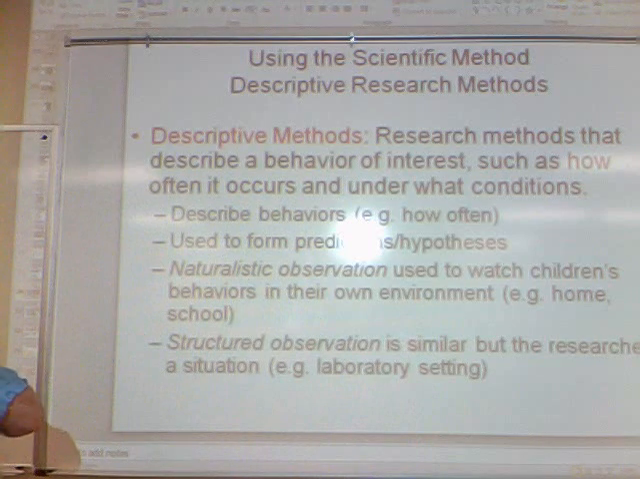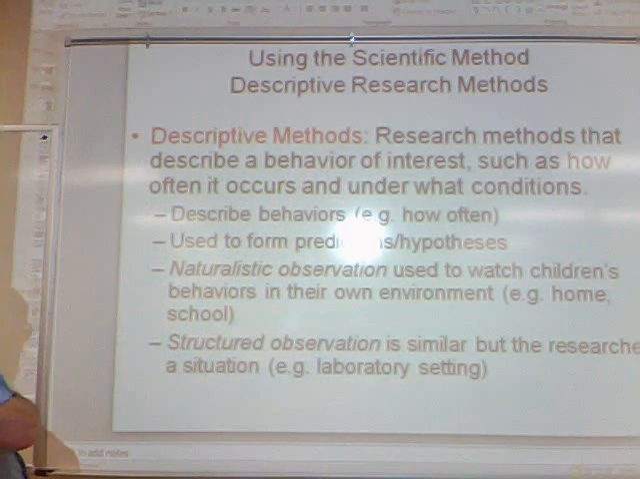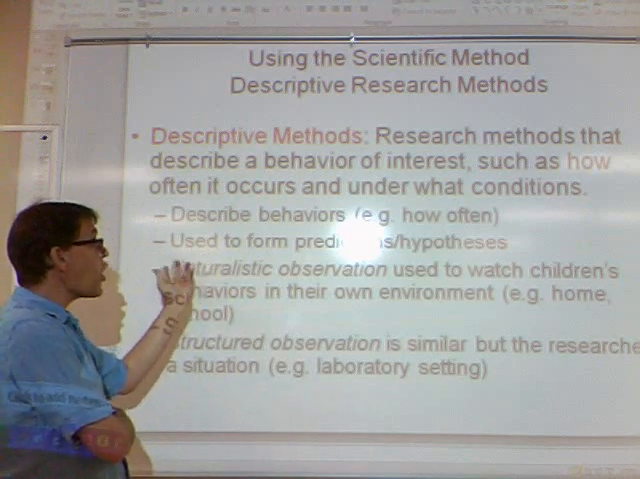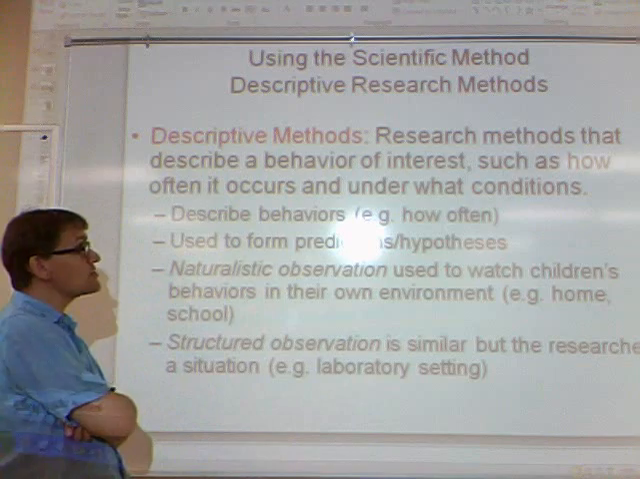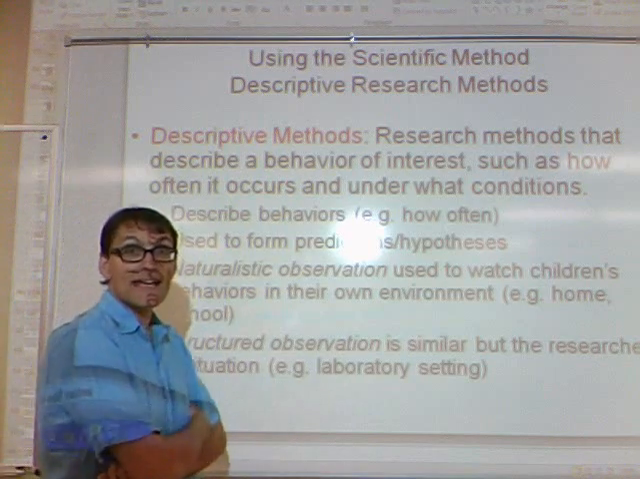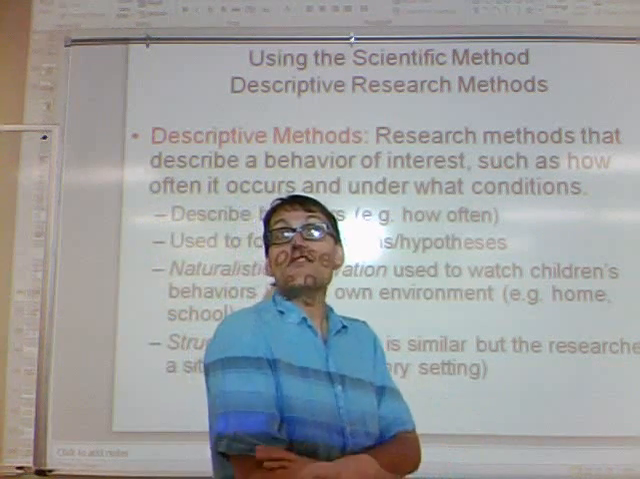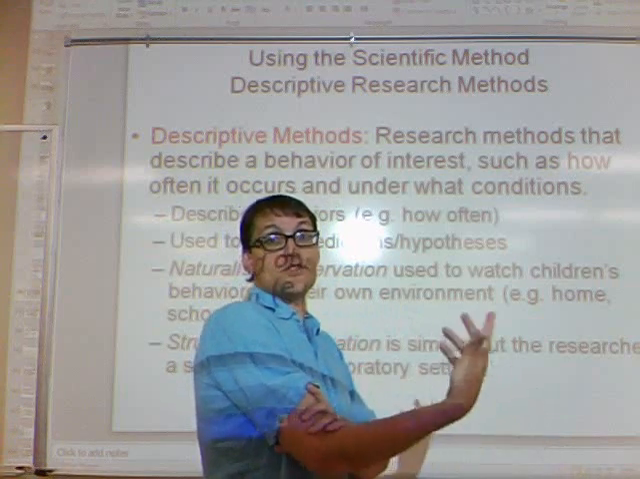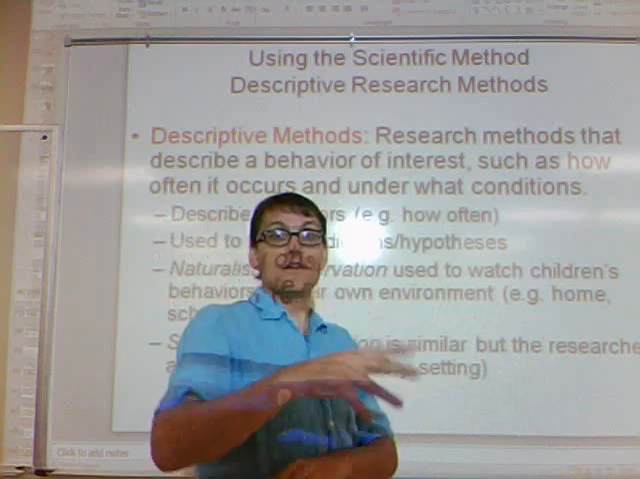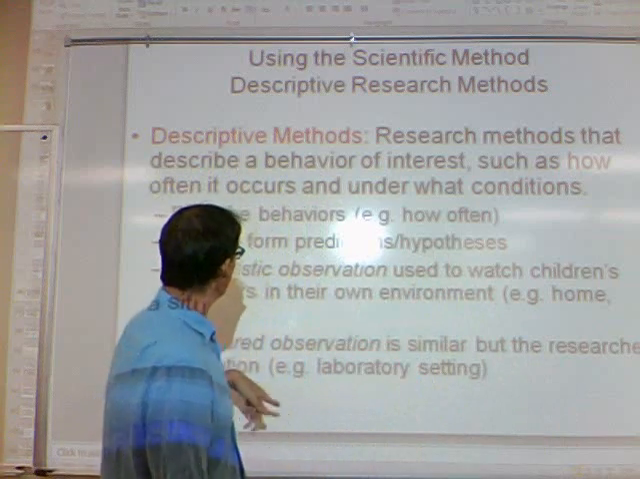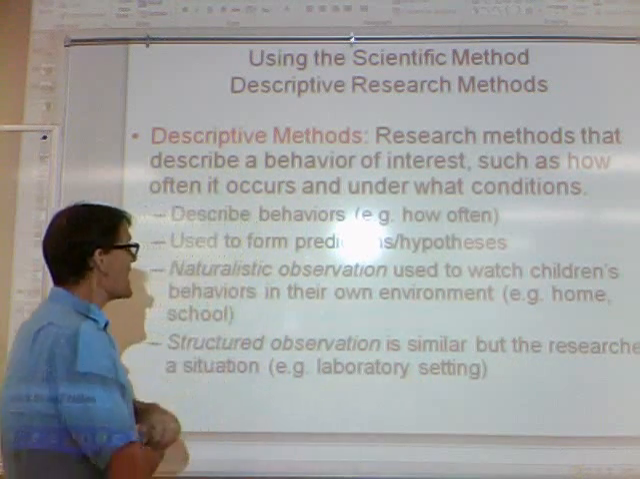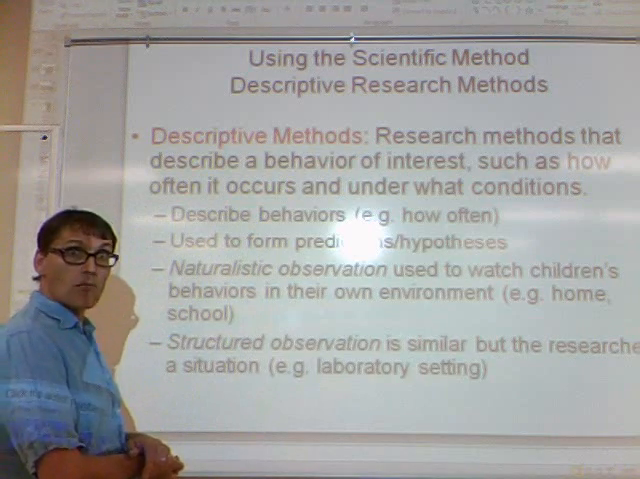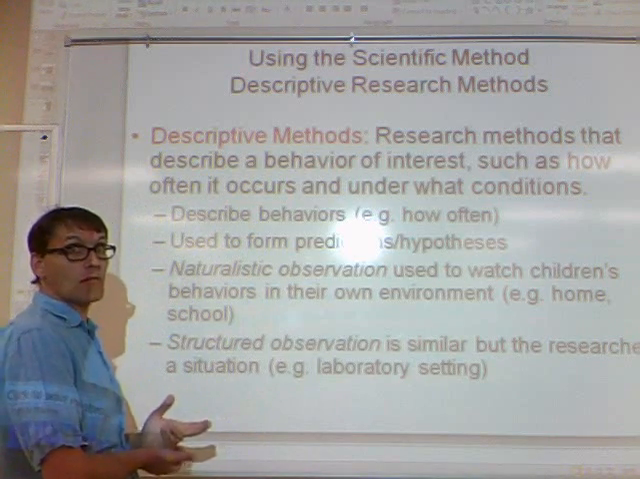Descriptive methods help us understand the world by simply watching things and describing them. Often we use these types of methods to create the predictions, to create the hypotheses, to generate the theories. These are the observations which feed into creating the theories that we need to do this whole science-y thing. Naturalistic observation, we could go to a kid's home and watch them in their home. Hope they behave normal, okay?